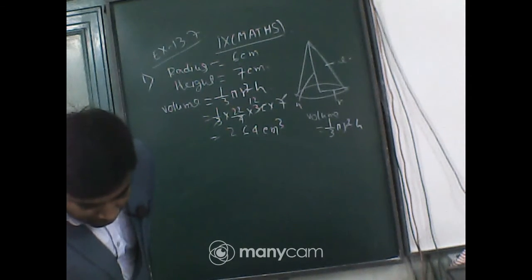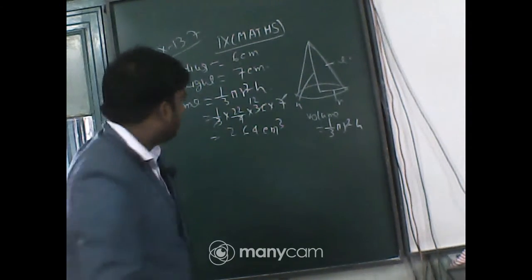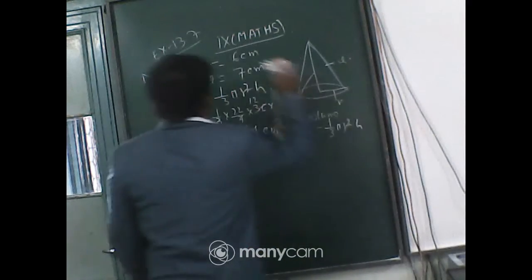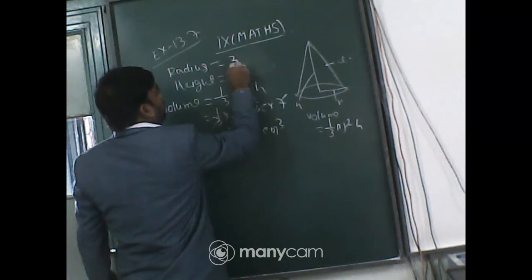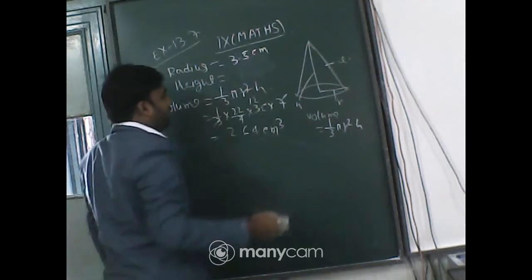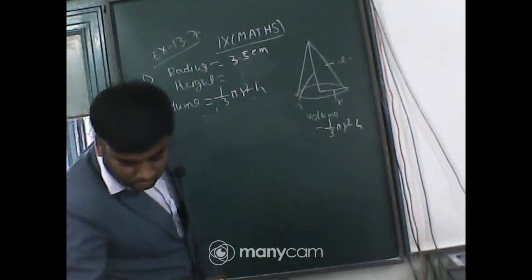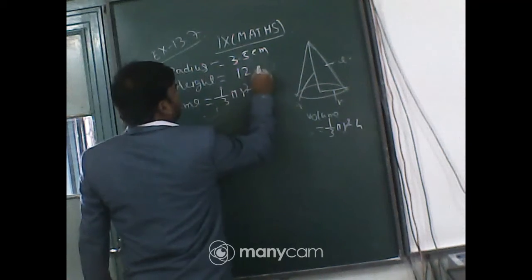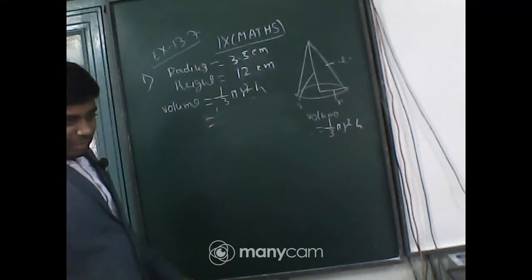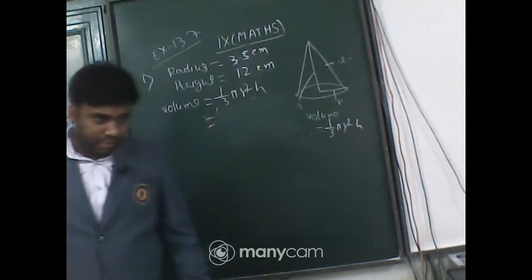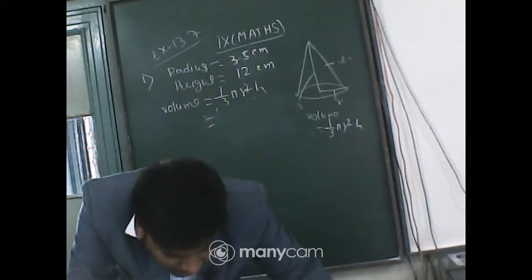In this next part it is given that radius equal to 3.5 centimeter and height is 12 centimeter. What is the volume? Just the same formula we will use here. So tell me in the chat box quickly. I want to see who are the first 3 students who answer very fast.